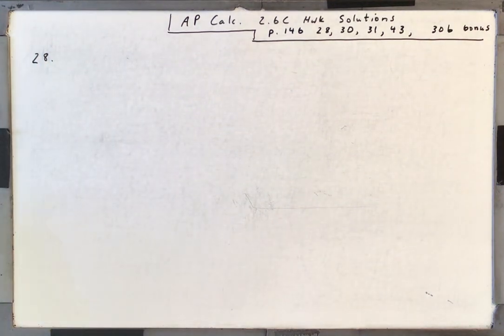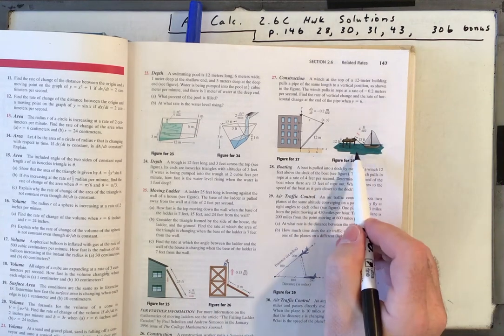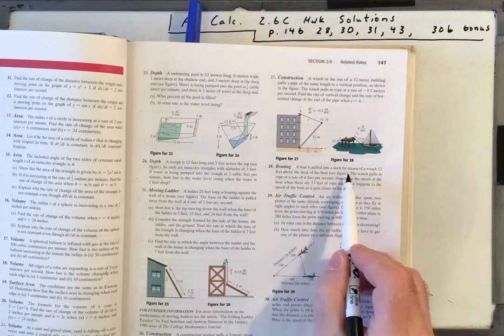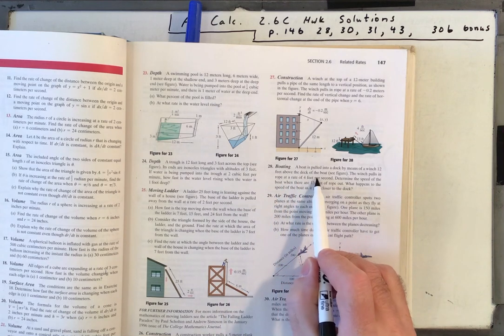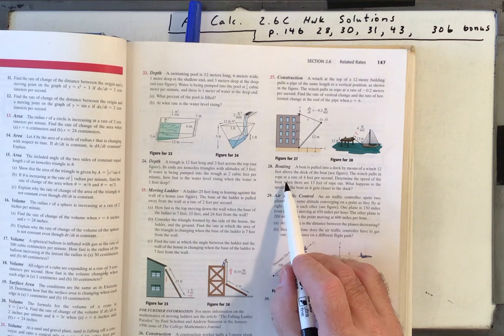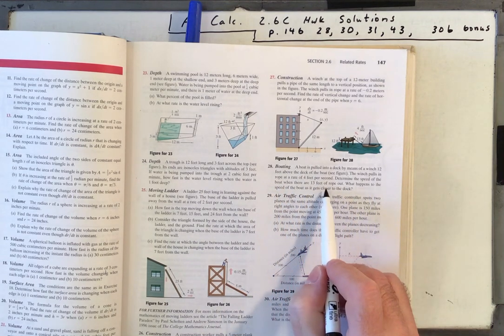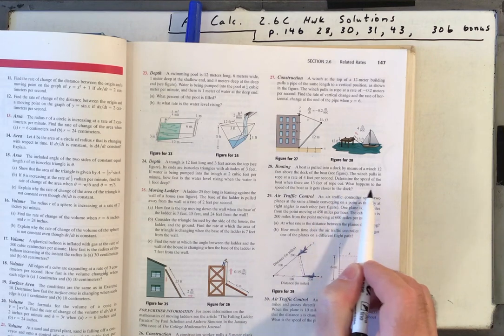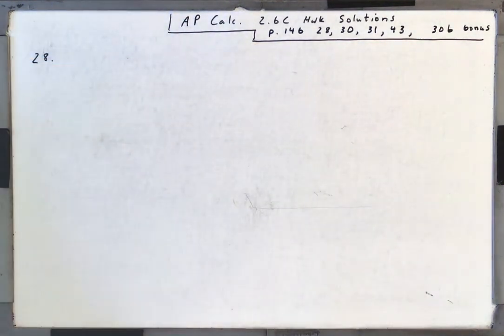Okay, so take a quick look at that in the book. We have this figure here, figure 28. A boat is being pulled into a dock by means of a winch 12 feet above the deck of the boat. The winch pulls in rope at a rate of 4 feet per second. Determine the speed of the boat when there are 13 feet of rope out, and what happens to the speed as it gets closer to the dock. I'm not really worried so much about that second part. It does get faster.